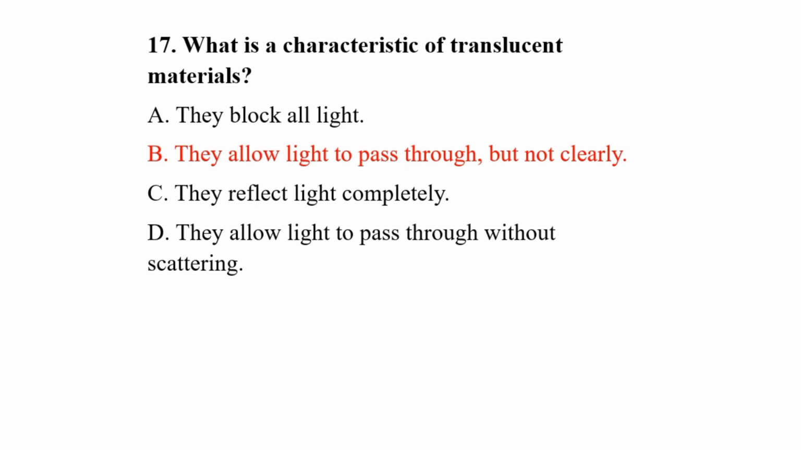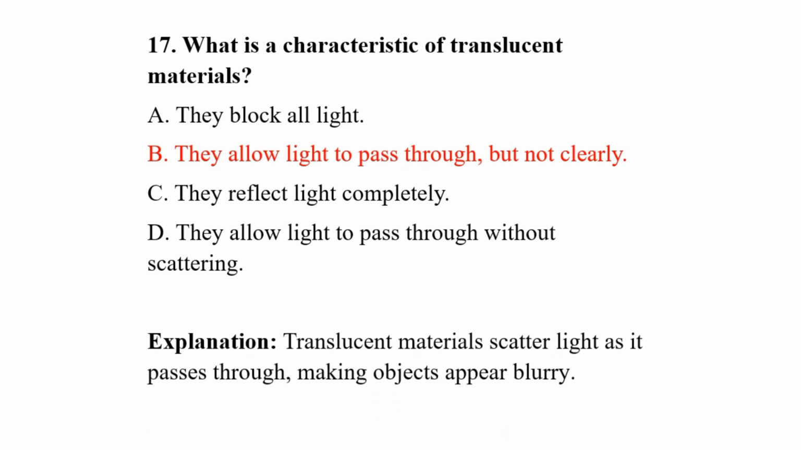The answer is they allow light to pass through but not clearly. Translucent materials scatter light as it passes through, making objects appear blurry.